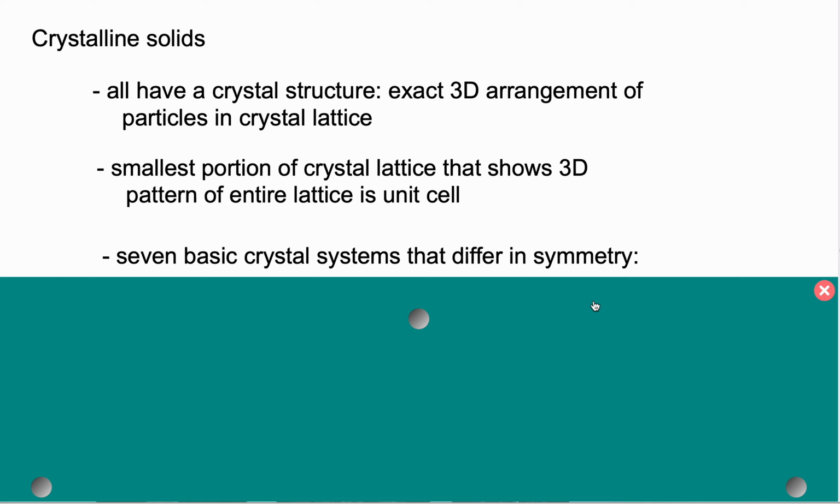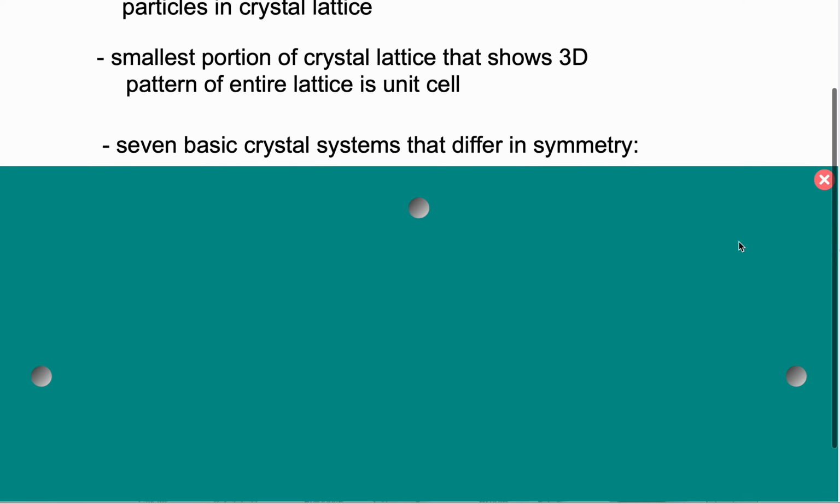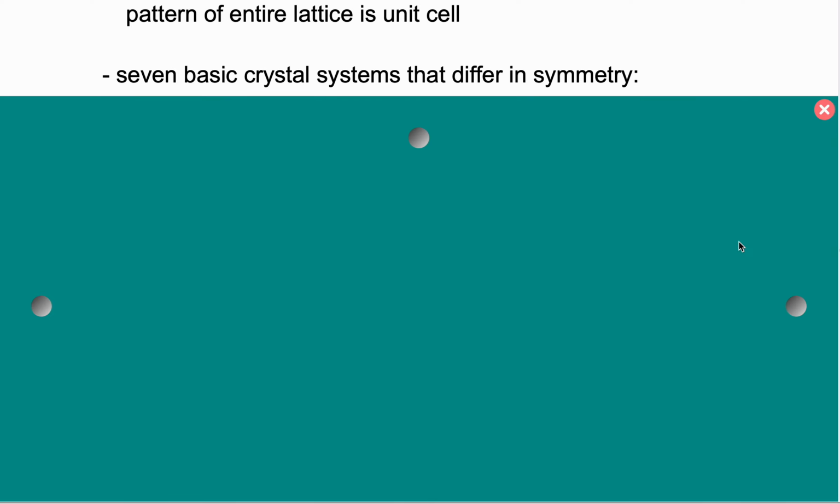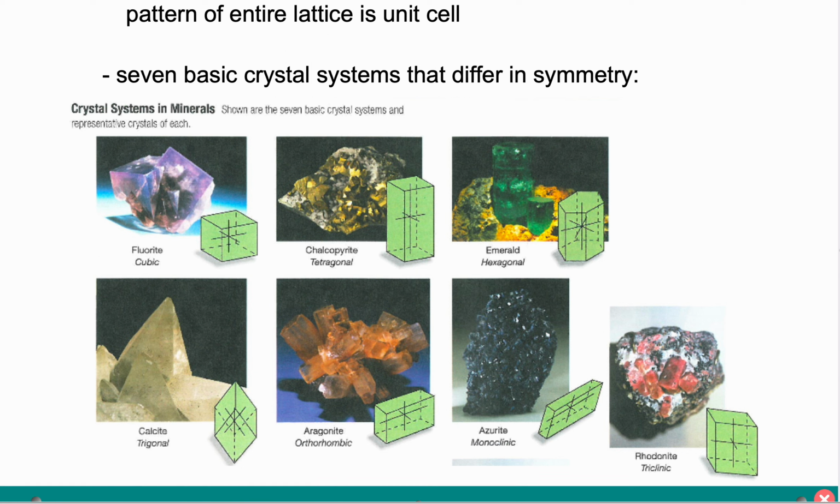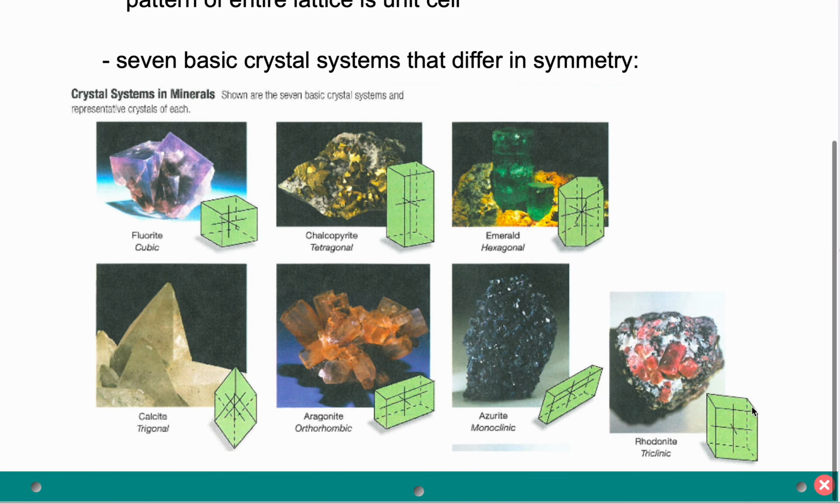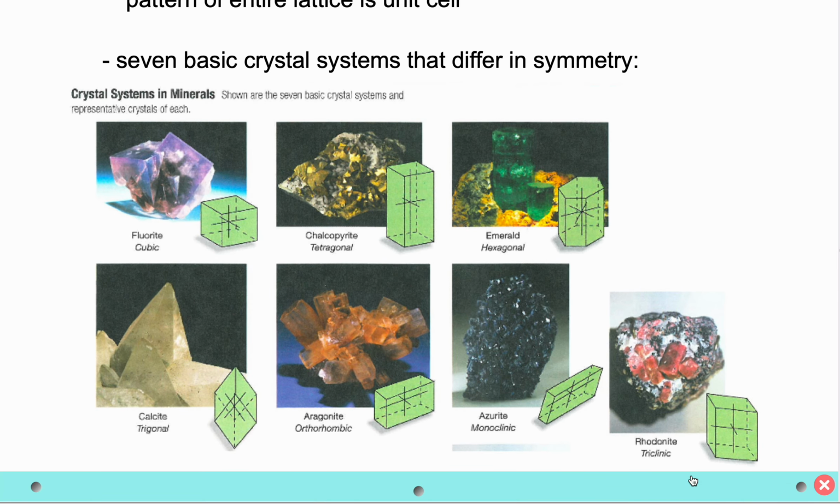If you think of all the possible ways that you might arrange particles in a regular three-dimensional arrangement, there are really only 7 different crystal systems. And again, you do not need to know this, I just think it's really cool. Okay? Here are photographs taken from our textbook. The 7 different crystal systems in minerals include cubic, tetragonal, hexagonal, trigonal, orthorhombic, monoclinic, and triclinic. And you can see in this picture examples of gems and minerals that have these particular crystal systems.